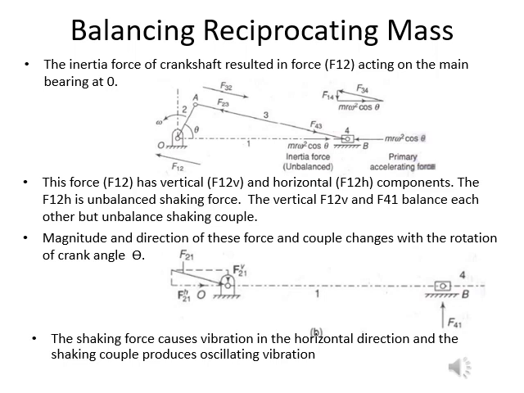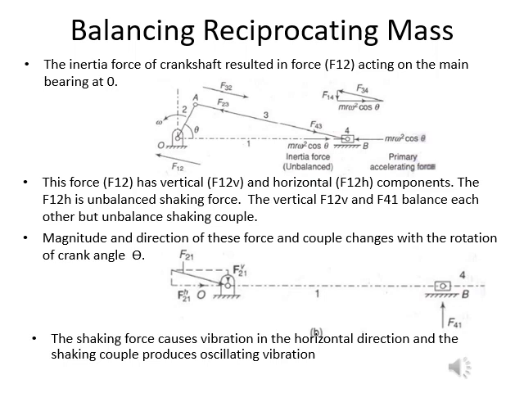The inertia force of the crankshaft results in force F12 acting on the main bearing at O. This force F12 has vertical and horizontal components. The horizontal F12 is the unbalanced shaking force. The vertical F12V and F41 balance each other but give an unbalanced shaking couple. The shaking couple is a different thing. The magnitude and direction of this force and couple change with the rotation of crank angle theta.